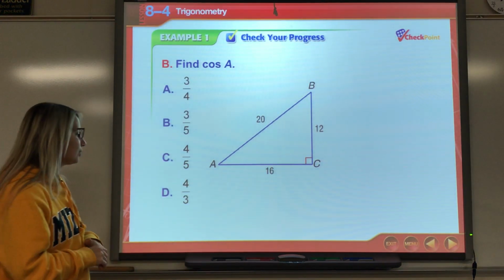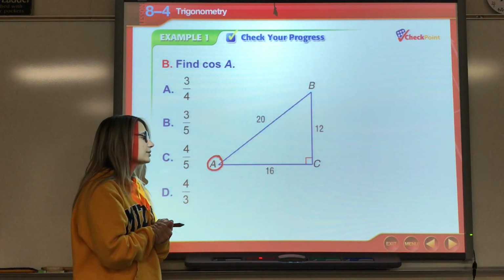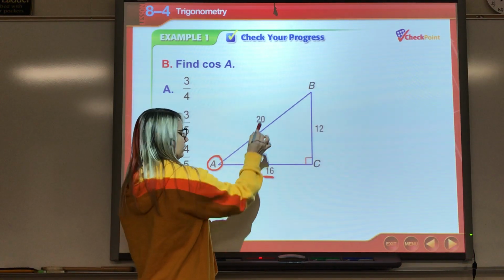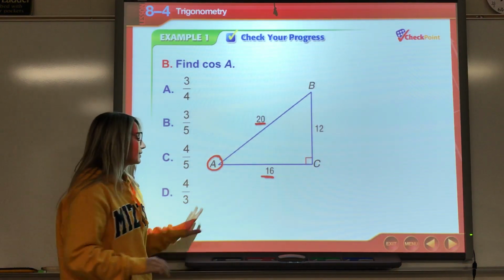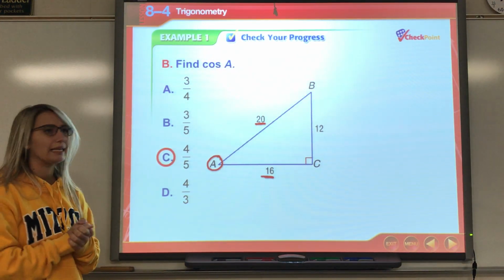Okay, now we're finding the cosine of A. So that's the adjacent over the hypotenuse. So our adjacent is this 16 over the hypotenuse is still 20. So we have 16 over 20, which simplifies down to 4 over 5. So you guys should have gotten C.